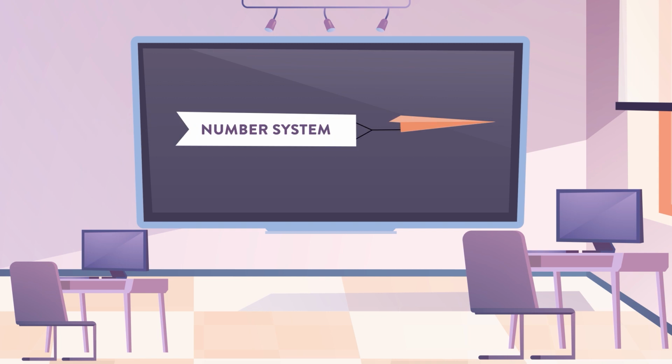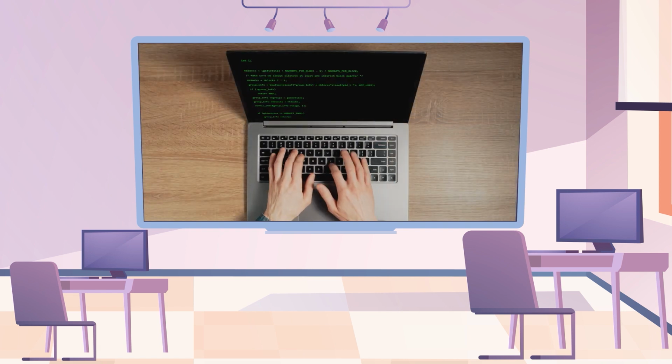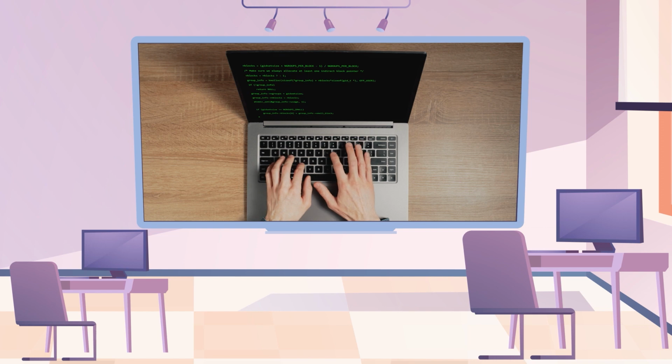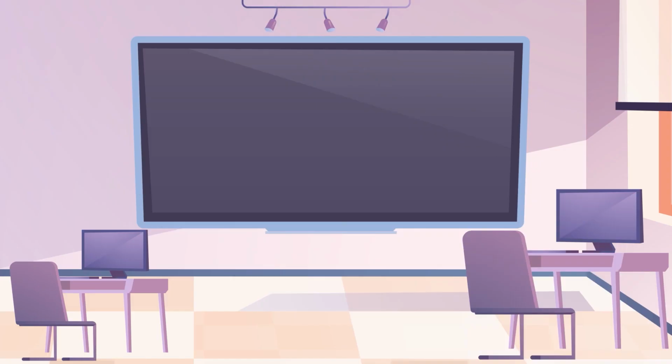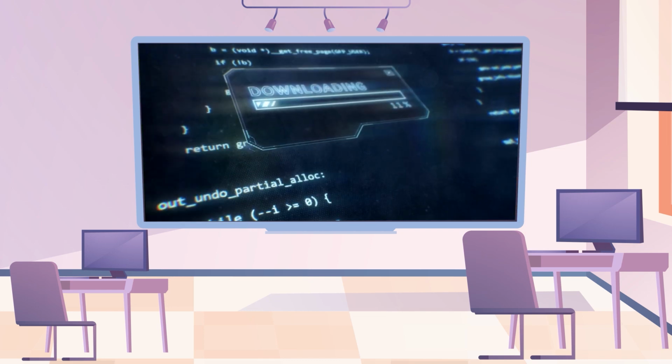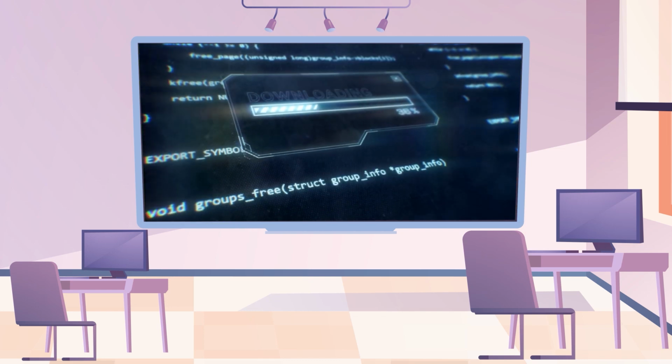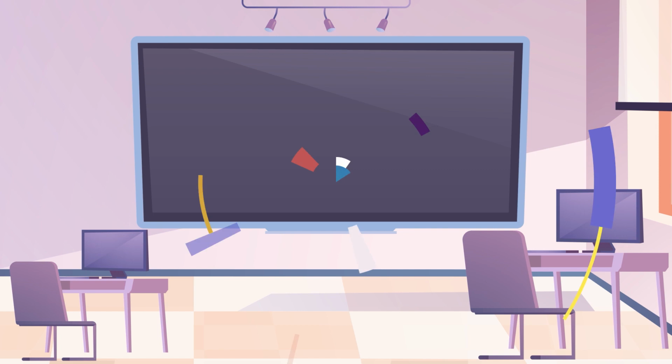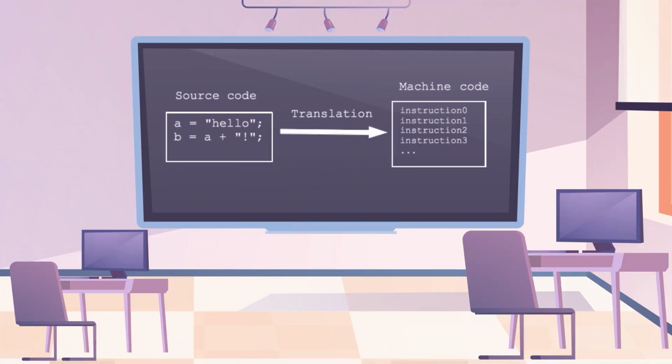Hello students, welcome to the class of number system where we are going to learn how typed information is converted into commands for a computer. So let's get started. Just like we have a common language, English, that we use to communicate and understand each other, computers understand only machine language that we can use to communicate with them. Before execution, they convert the instructions written in a programming language into machine language.